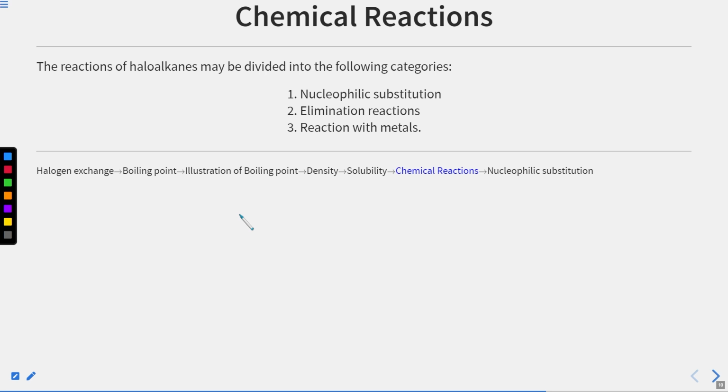You would say not X, it's halogen. Okay, so it is nucleophilic substitution. Next is our elimination reaction. Now what is elimination reaction? We are eliminating something from the molecule.